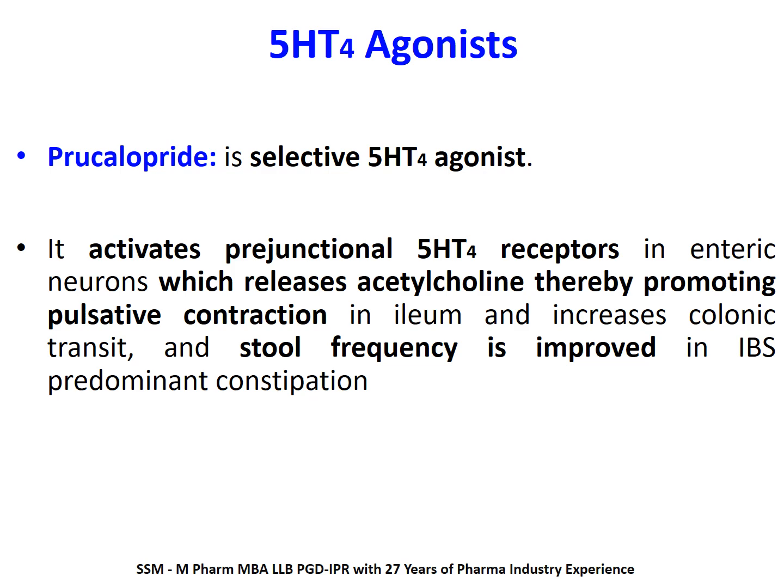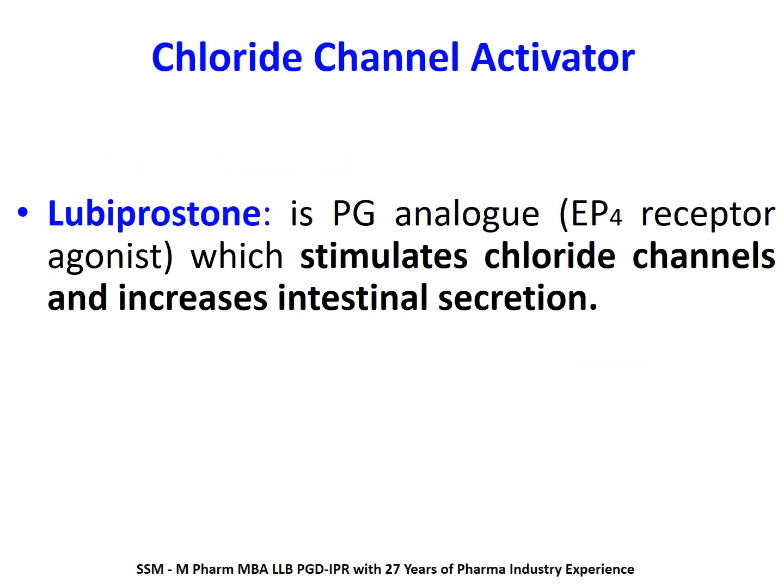Next class is 5-HT4 agonist. Example is prucalopride, which is a selective 5-HT4 agonist. It activates pre-junctional 5-HT4 receptors in enteric neurons, which releases acetylcholine, thereby promoting propulsive contraction in ileum and increasing colonic transit. Stool frequency is improved in IBS or irritable bowel syndrome predominant constipation. Chloride channel activators. Example is lubiprostone, which is a prostaglandin analog, EP4 receptor agonist, which stimulates chloride channel and increases intestinal secretion.